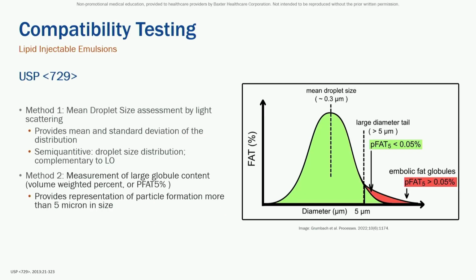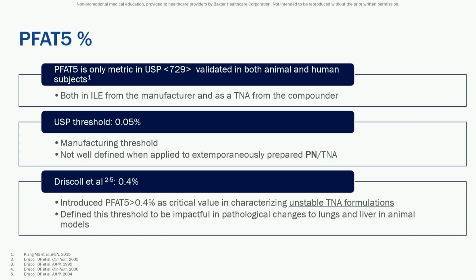This is USP 729's recommendations for how to assess lipid emulsions. There are two different methods here. Method 1 is a semi-quantitative method. That is your mean droplet size, and that's that dotted line in the middle of the bell curve there. Method 2 is the PFAT5, which is a volume-weighted percent of particles greater than 5 microns in size in solution. So that is the red tail at the end of that graph.